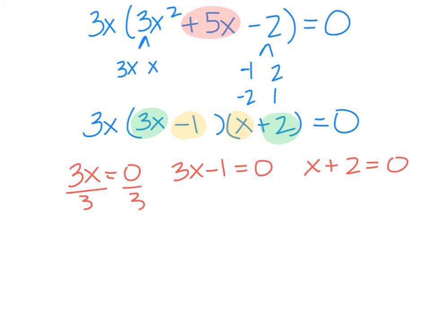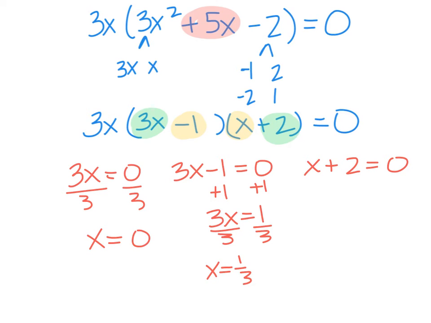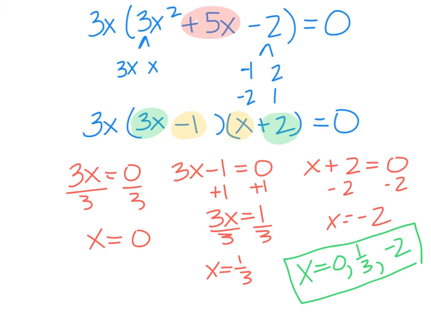Divide by 3, x is 0. Add 1, we get 3x equals 1. Divide by 3, x is 1/3. And minus 2, x is negative 2. So our final answer is going to be x equals 0, comma, 1/3, comma, negative 2. So this is how you would solve one of these equations. You need to get a final answer of x equals and figure out what those x values are in the equation. You do not stop at factoring.